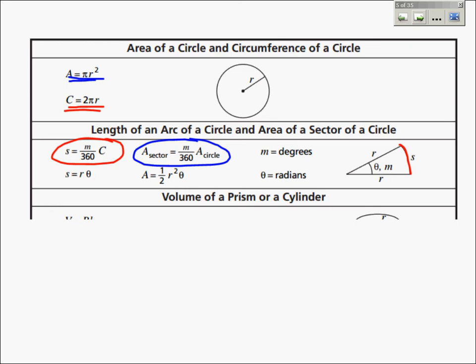Okay. These formulas down here, you'll notice they have radians. We don't know what radians are, so we're not going to be using them. Okay. The M in the formula stands for the measure of the degree, depending how big our angle is. Okay. And then we all know R is for radius. So let's look at our first one.